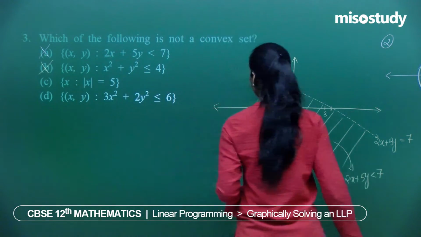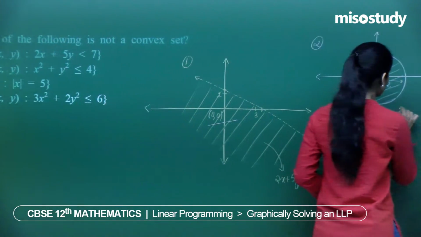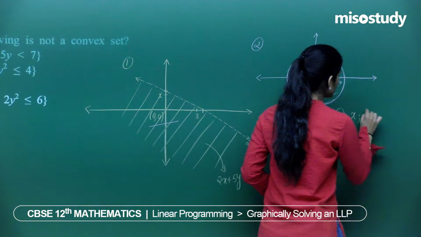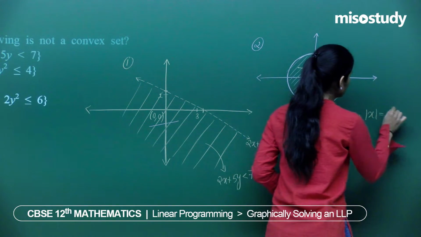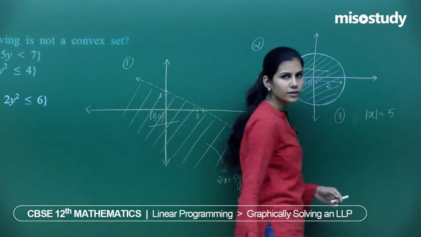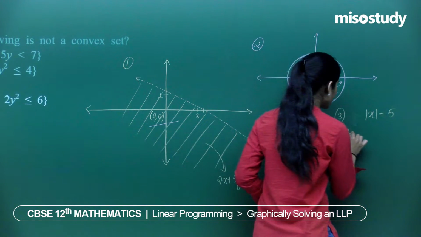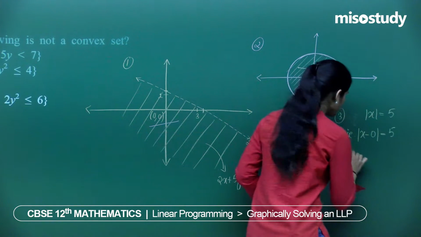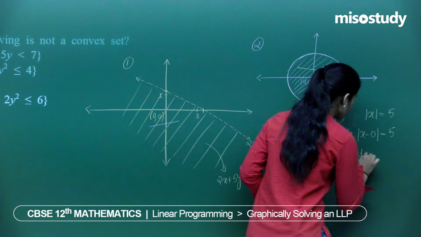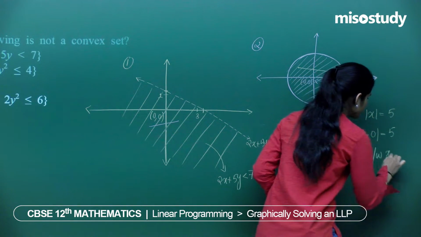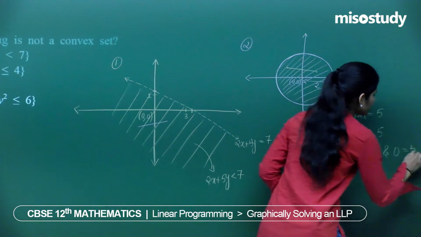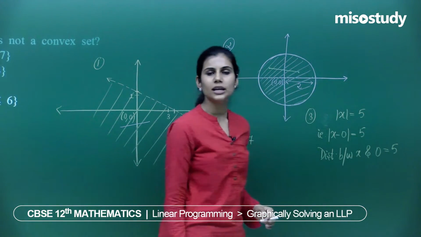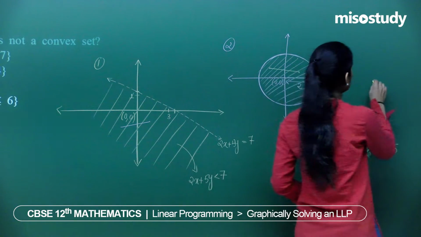All those x such that mod x is equal to 5. Mod x equals 5 means what? I can rewrite this as mod of x minus 0 equals 5. That means the distance between x and 0 is 5. Which are the points on the real line whose distance from 0 is equal to 5?